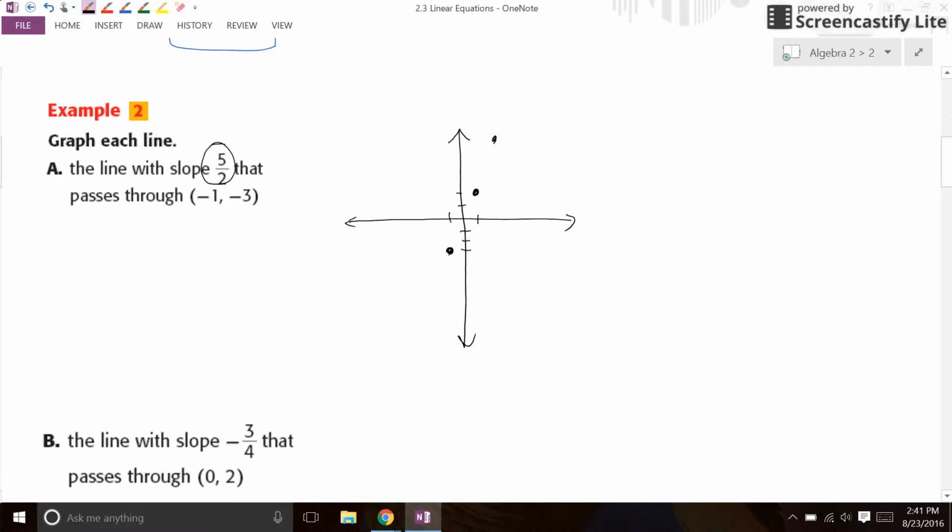I could even do the opposites. Instead of going up and right, I could go down and left and still get lines that are on that point. So there would be the graph of the equation of that line.